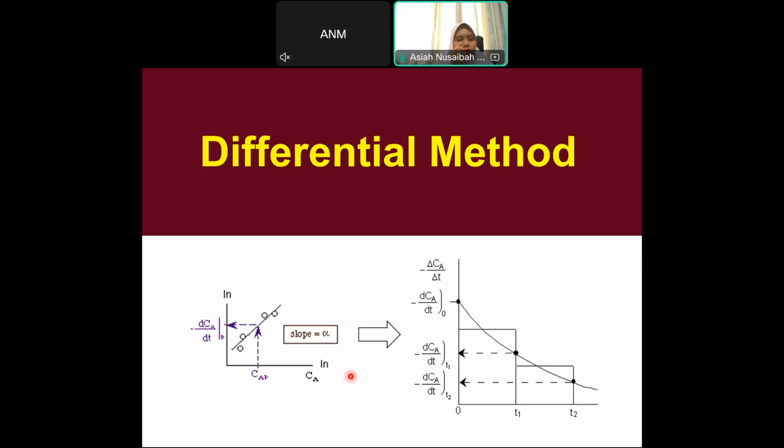Okay, let's go to our first method. As I mentioned before, there are 2 differential methods, graphical and numerical. So let's see what our differential method is.